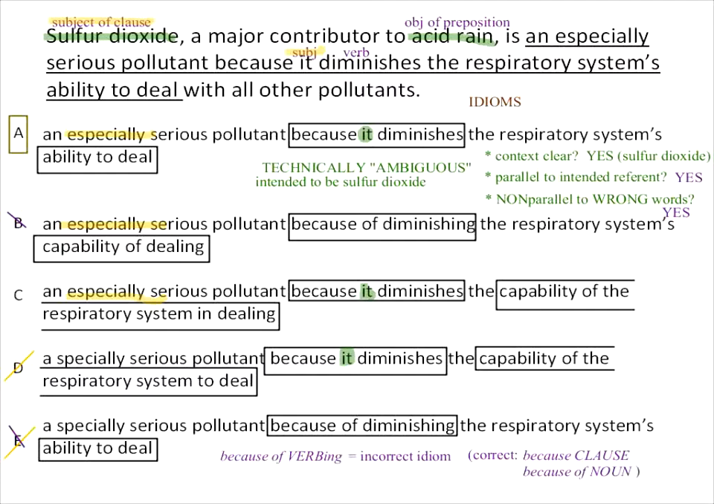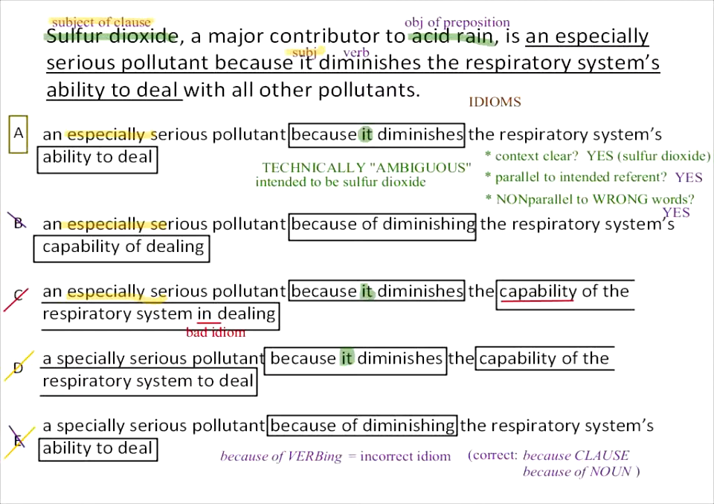The other idioms, capability of dealing, I'm not sure on that one. I actually don't 100% know whether this is right or wrong. Ability to deal is definitely correct. Capability in dealing is definitely incorrect. You can't pair capability with in. So just because you can't. Again, it's another one of those things where the idiom rules just because it does. So this is a bad idiom. So that's enough reason to rule that out.